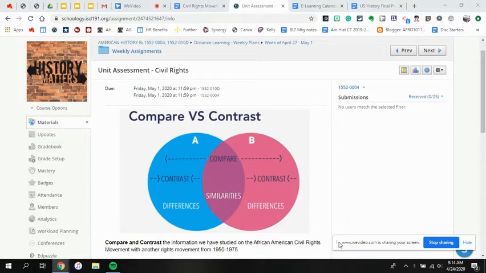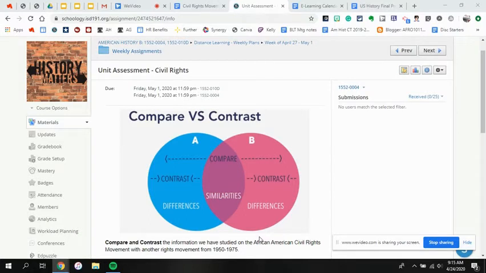This one is focused on the civil rights movement that we've been studying these last week and a half. So what you're going to do is compare and contrast in this one. It says information that we've been studying related to the African American civil rights movement with another one of the rights movements that is occurring during this time period. So 1950 to 1975 is our kind of time window. You're going to want to make sure that you focus really in on that era of time. And we'll talk more about that later.